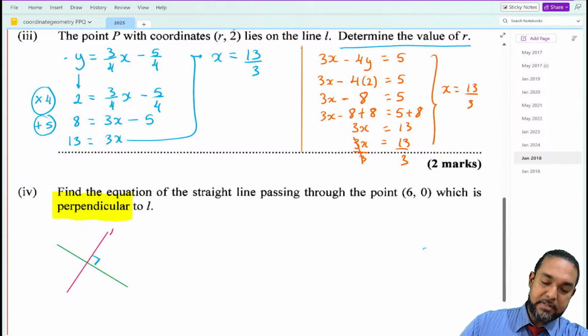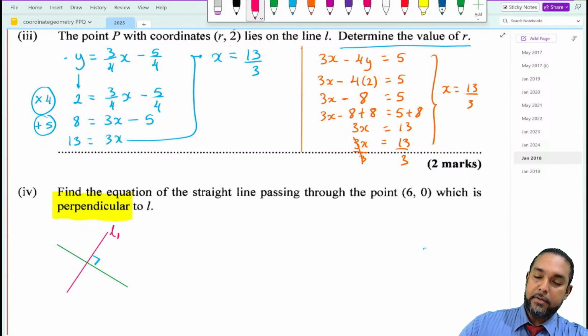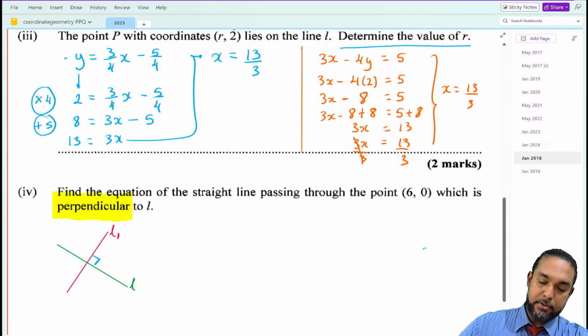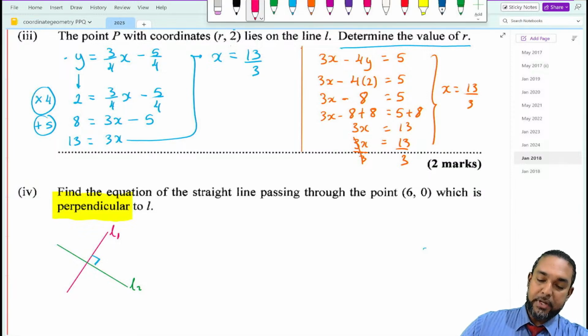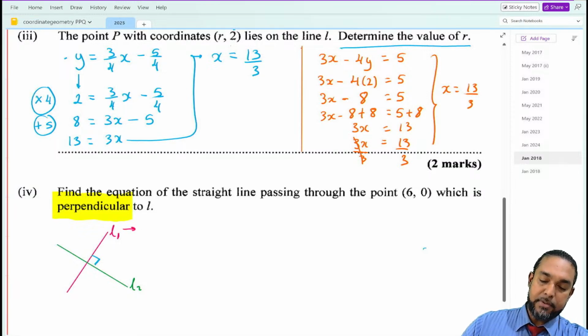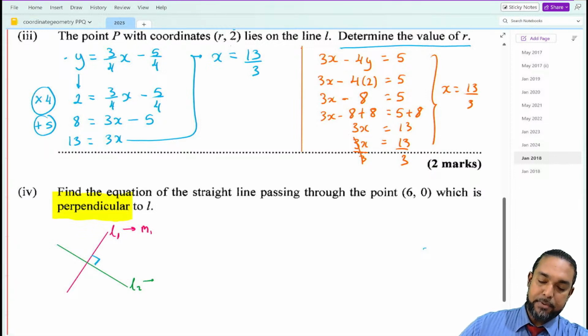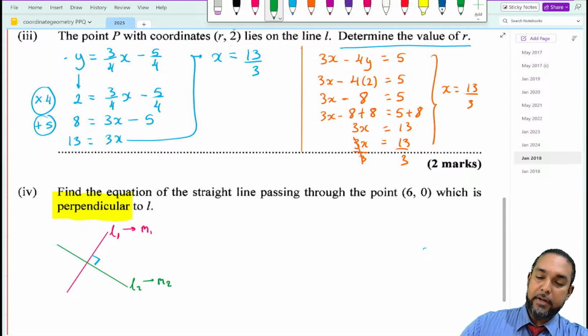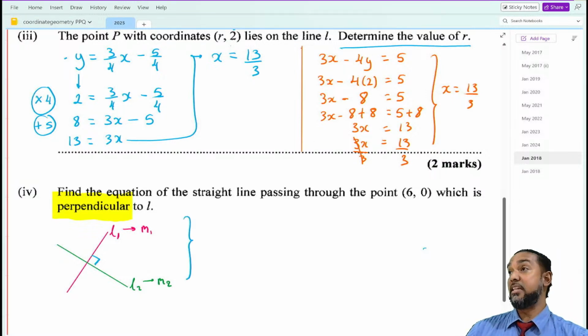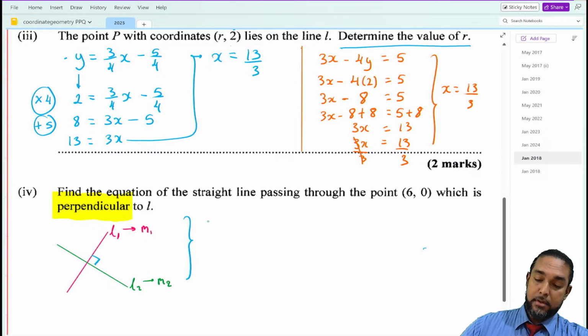Right. So this is line 1, and this is line 2. So we let the gradient for line 1 simply be m1, and we let the gradient for line 2 simply be m2. And there's a relationship between the gradients of perpendicular lines. Anybody remember what it is? If you multiply the gradients of two mutually perpendicular lines together, we do get -1.